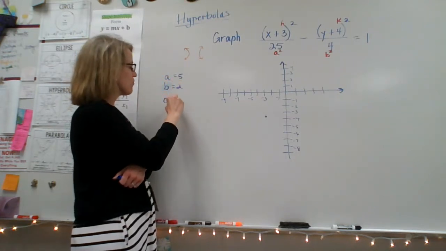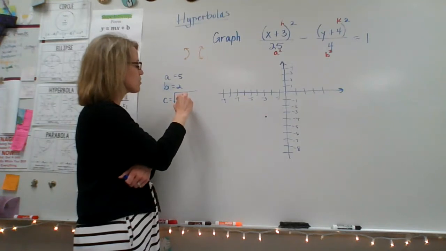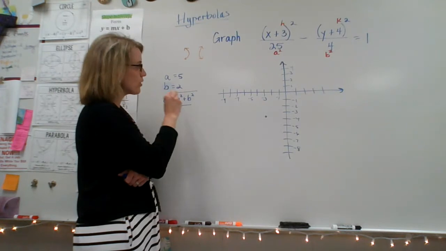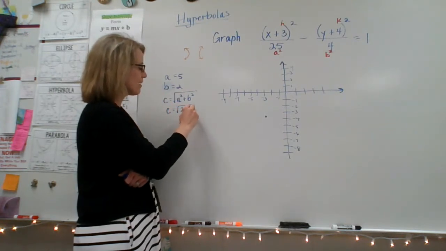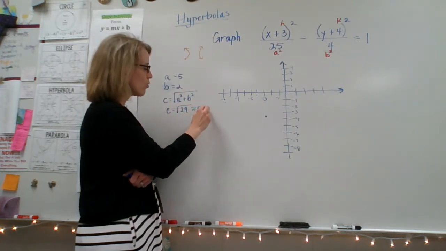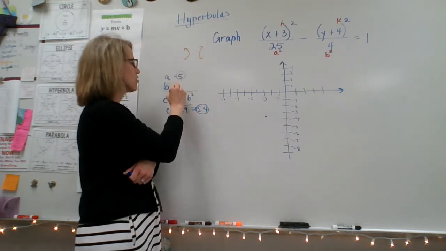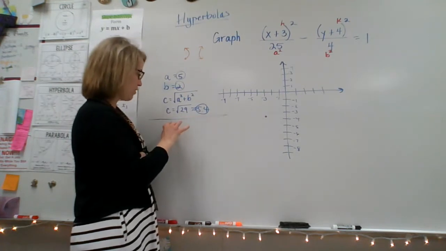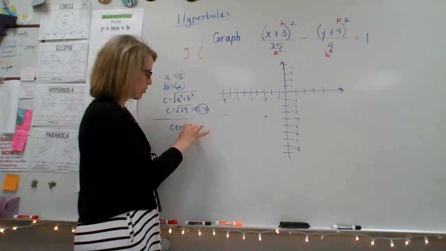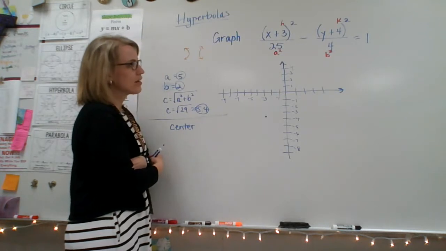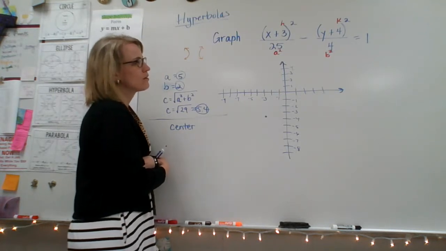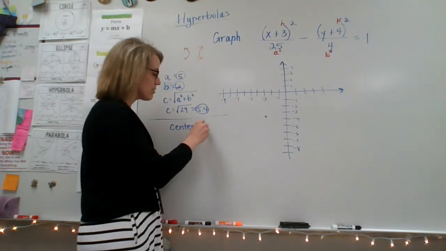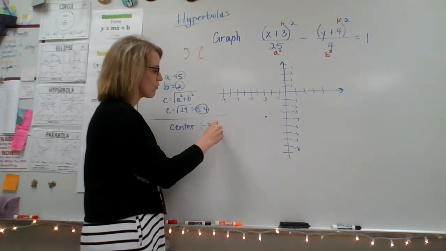Now for C, that formula is on your reference sheet. It's A squared plus B squared, and that will end up being 25 plus 4, that's 29, which is about 5.4. So here are our values. They're going to help us to draw this graph. Before we do that, though, we need to base everything off where the center point will be. And remember, your H, K comes from your stuff in parentheses up here with x and y. So H will be -3 and K will be -4, and there's your center.